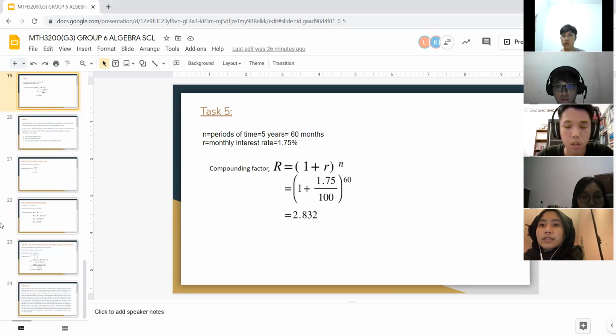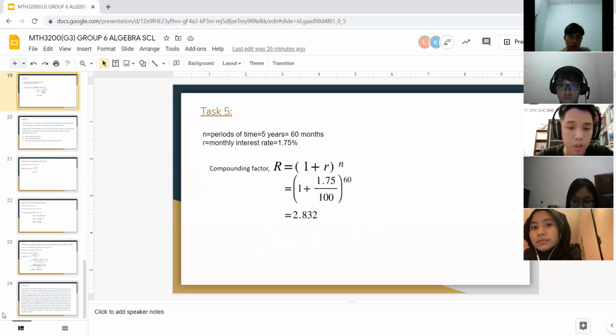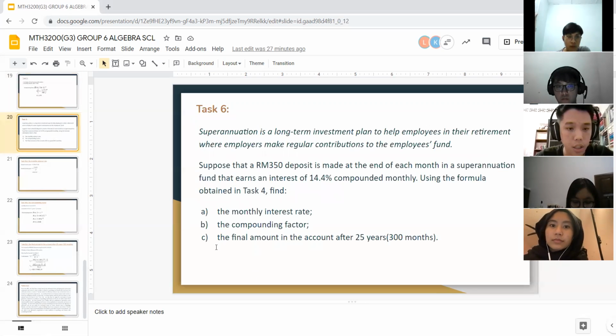So we can use the formula for compounding factor, which is compounding factor equals bracket 1 plus interest rate bracket power period of time. The period of time given in this question is 5 years, which is also 60 months, and the money interest rate is 1.75%. So we just put the information into the formula. You get 1 plus 1.75 divided by 100, because this is 1.75%, so we need to divide by 100, and power 60. So we can get our compounding factor, which is 2.832.